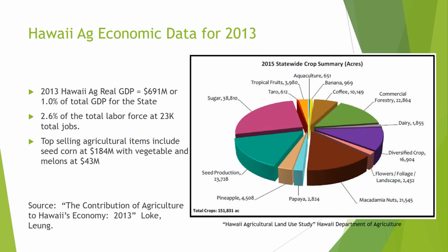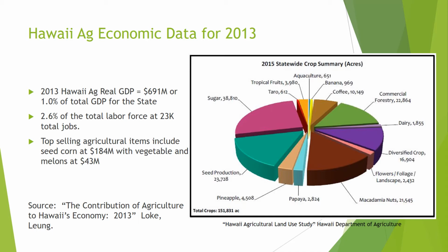So in this slide, we're showing some economic data for Hawaii, coming from 2013, and also we have a chart there showing different crops that were grown in 2015. So for 2013, Hawaii's agriculture real gross domestic product, so this is the total economic activity for agriculture in the state, came in at $691 million, or 1% of total GDP for the state.